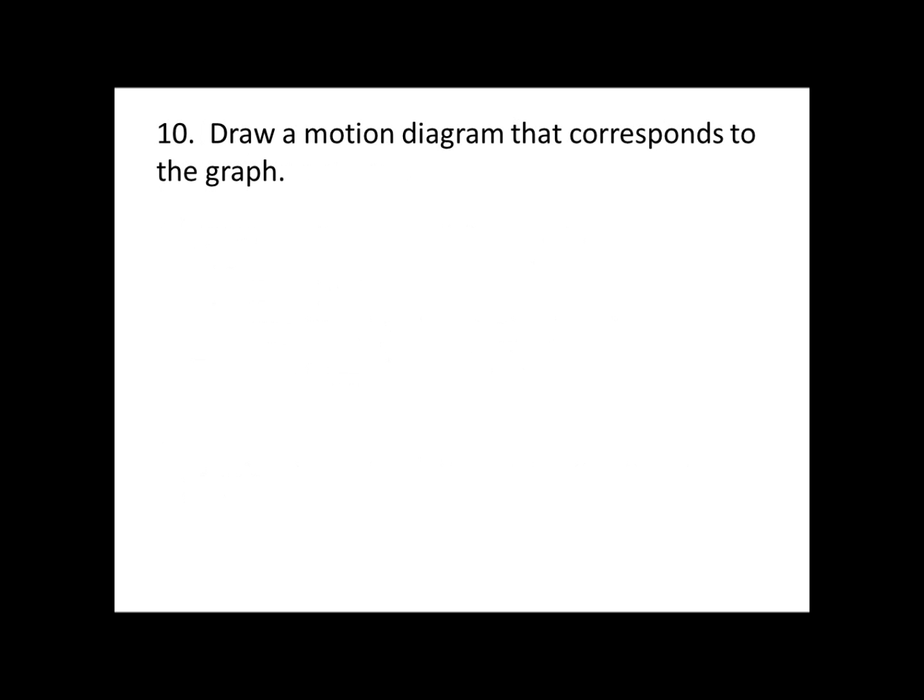Alright, let's move on to number 10. It asks us to draw a motion diagram that corresponds to the graph. So I'm going to need a number line first of all. Now I've numbered this from negative 75 all the way up to 150 so that it's going to be able to include all the information from our position time graph.